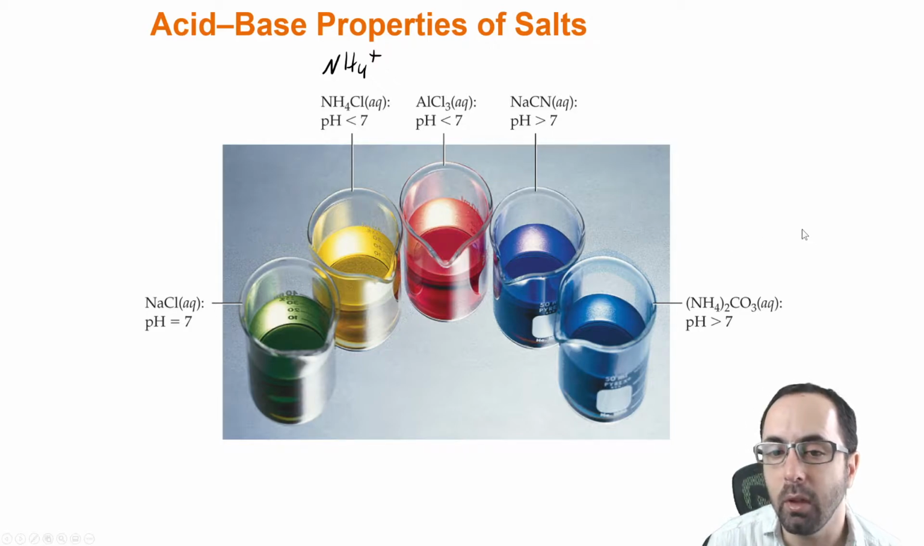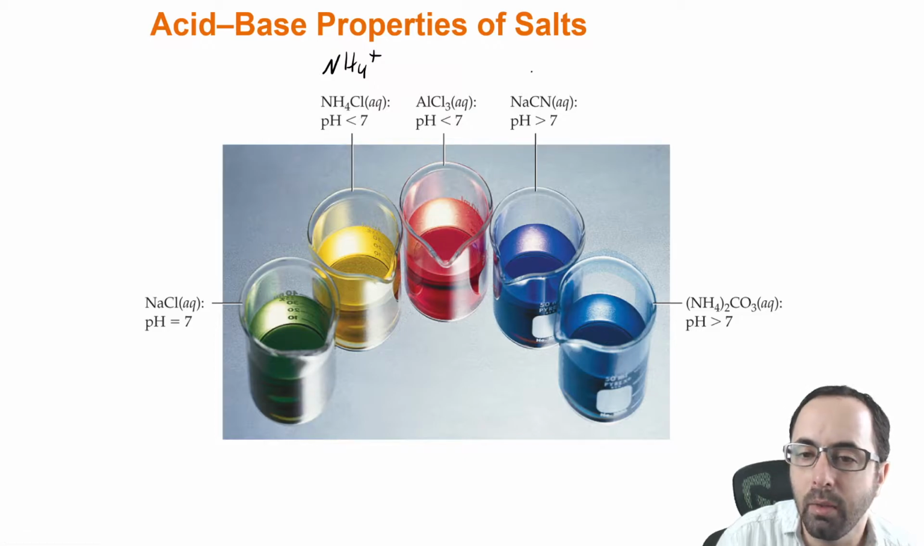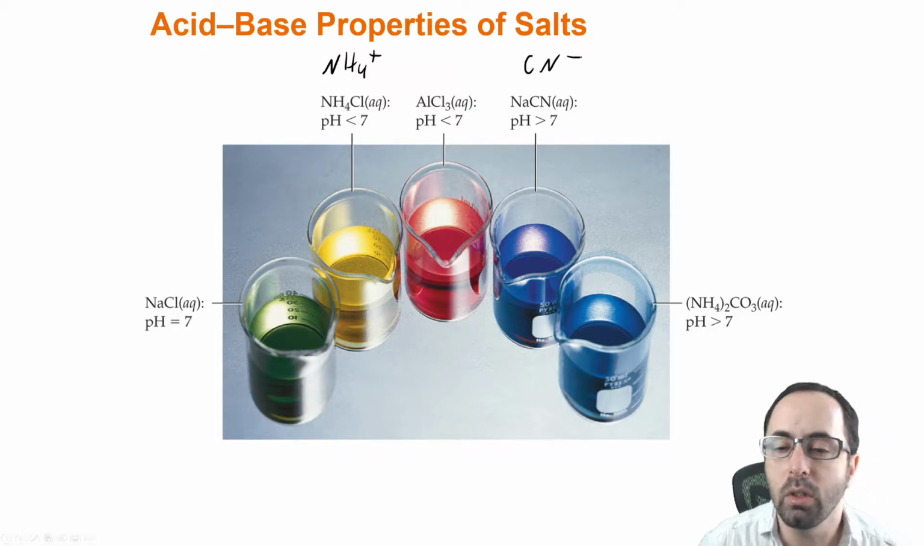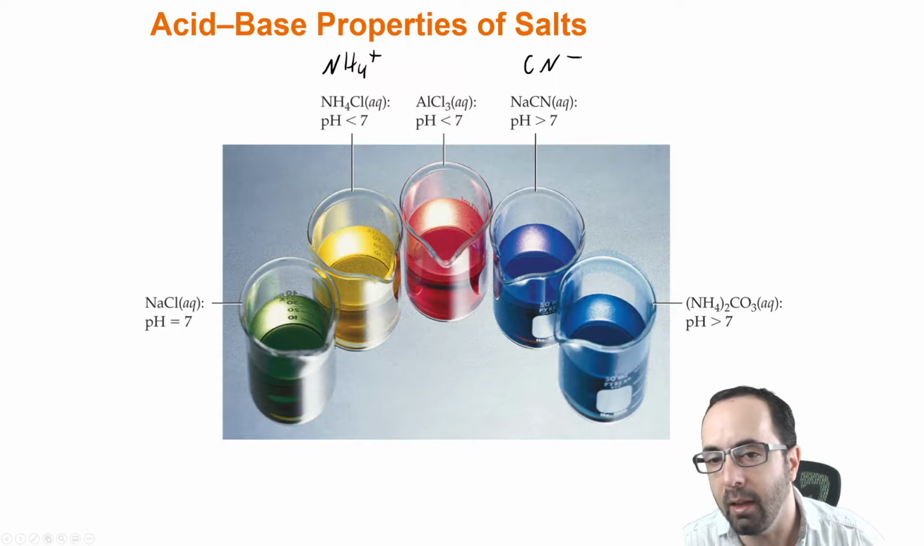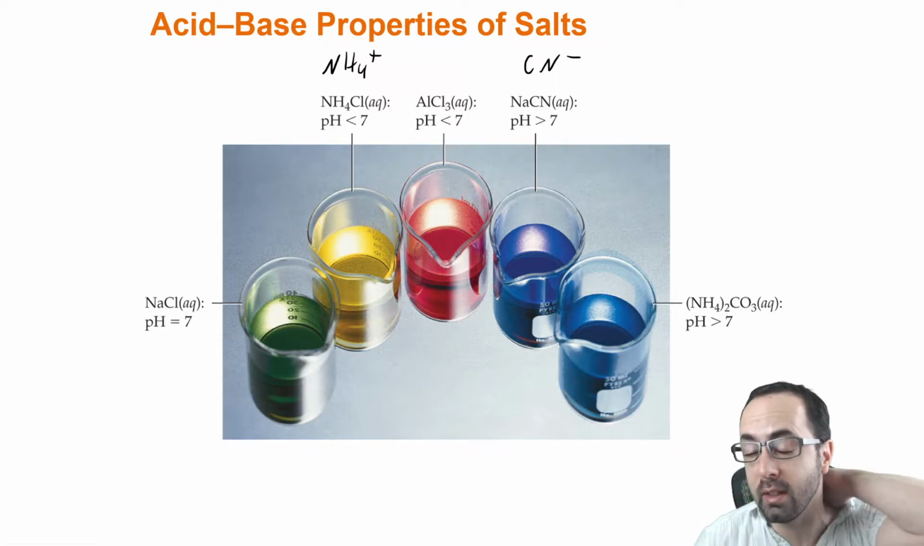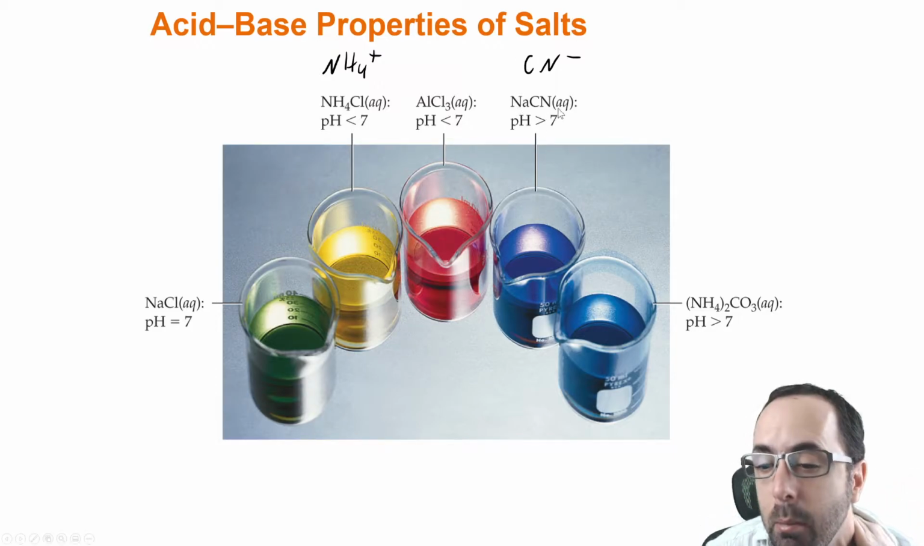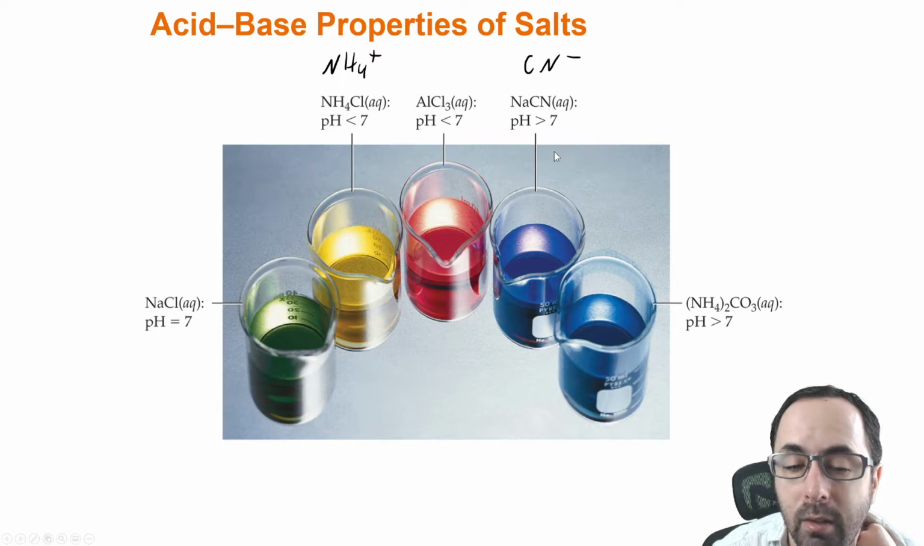For this example here, sodium cyanide, this one contains a negative ion, cyanide ion, which is the conjugate base of the weak acid HCN. And so this cyanide ion will actually itself be able to behave as a base to some extent, and that will result in a basic solution with pH greater than 7.